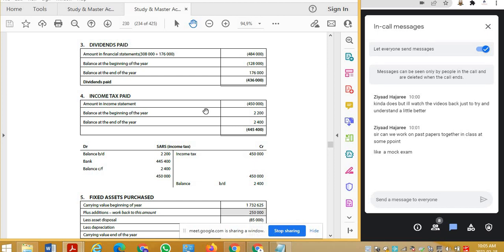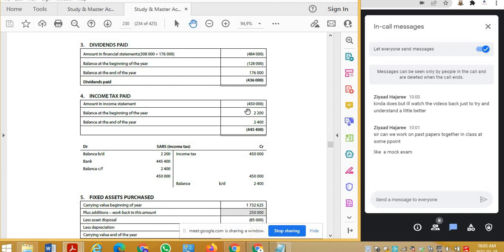Very unlikely in real life, but SARS owes us money from the opening balance. So during the year, to get that opening balance off, SARS will give us cash. You owe us money, so that's why it is a positive. Usually it's a negative, right? Just like the dividends. This time it's positive because for some reason SARS owes us money.